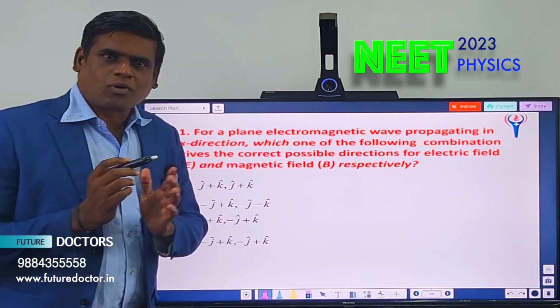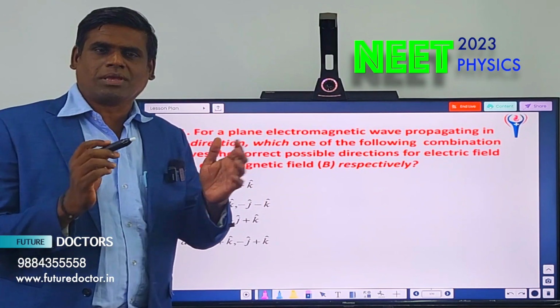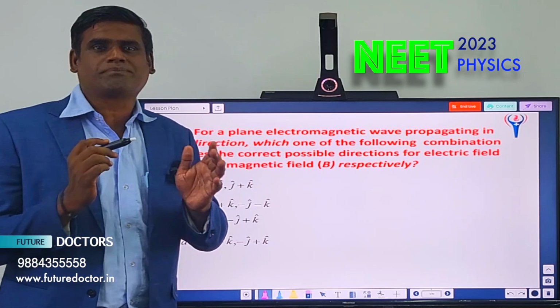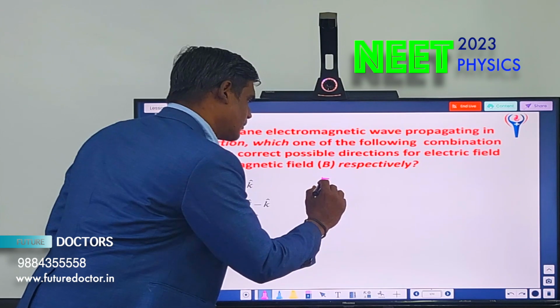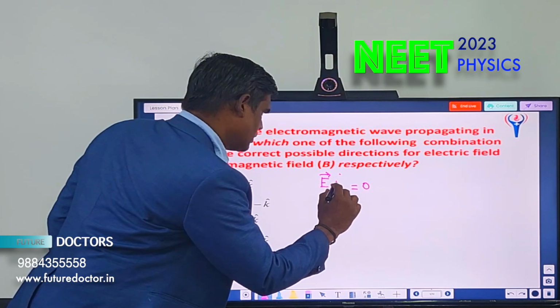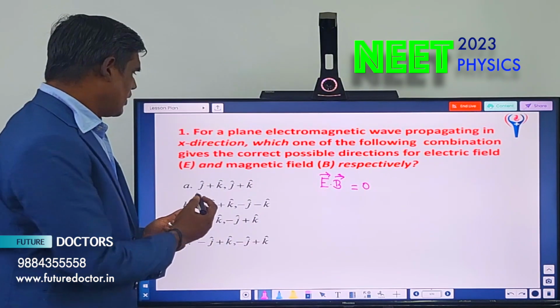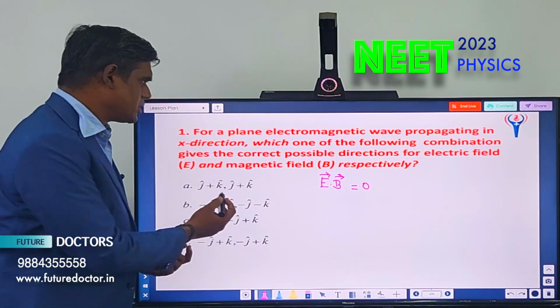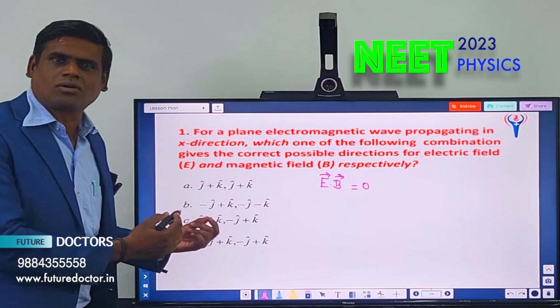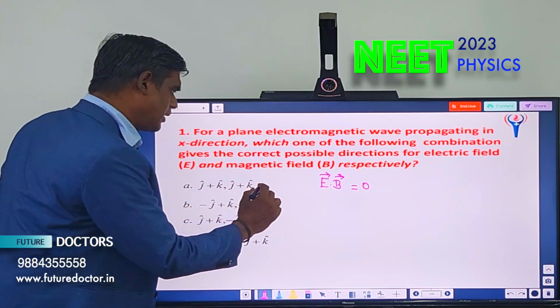For propagation of electromagnetic waves, E and B, that is electric field and magnetic field, must be perpendicular to each other. Perpendicular means the two vectors must satisfy E dot B equal to 0. Each option gives a component for E and a component for B. Which combination gives a dot product of 0? The first one will not be equal to 0.